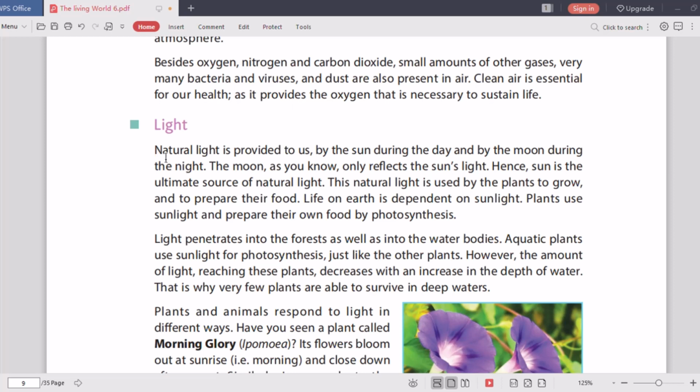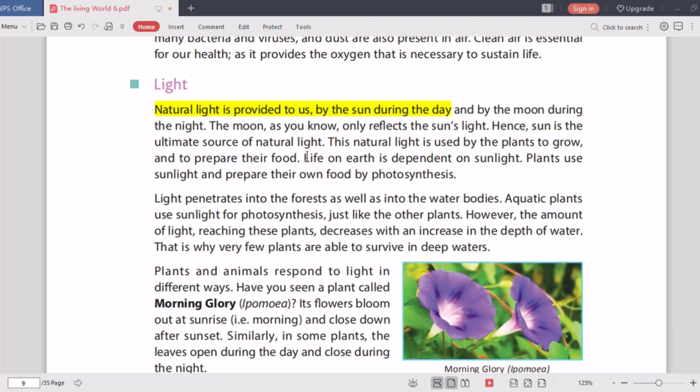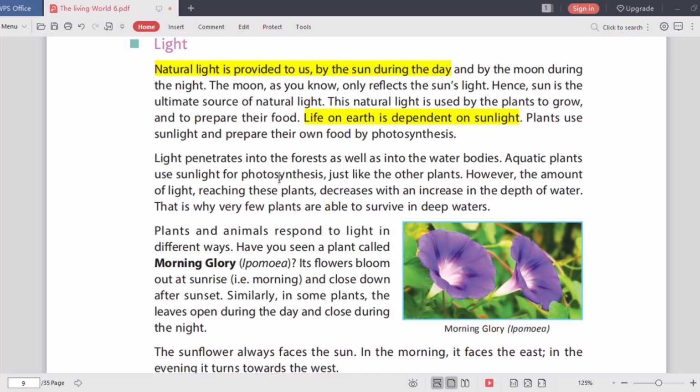So we get natural light from the sun during the daytime, and life on Earth is dependent upon sunlight. Light penetrates into the forest as well as into the water bodies. Here, penetrates means it goes through the water. The natural light goes through the water, and aquatic plants use sunlight for photosynthesis, just like other plants.